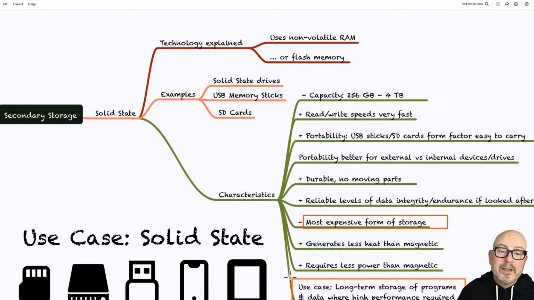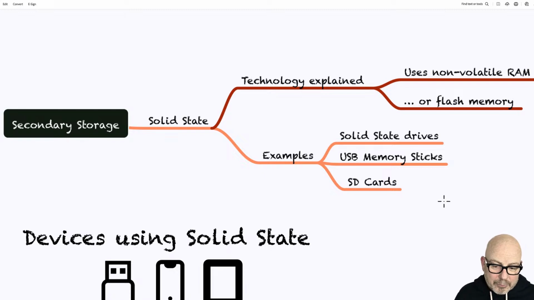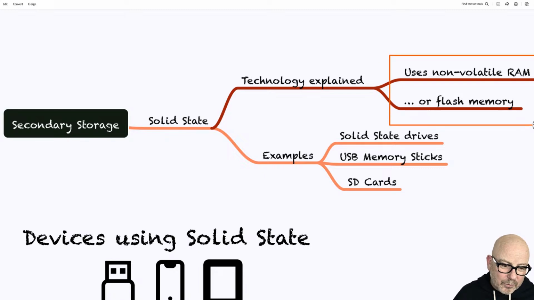So say, for example, if you're doing video editing or animation, those would be two use cases, or images, videos, anything like that. It's a really good form of storage for those areas because it's so fast. Okay, it's really fast read-write speeds. Okay, so it uses non-volatile RAM. There are two different technologies for it. You don't really need to know that, but it's there anyway.